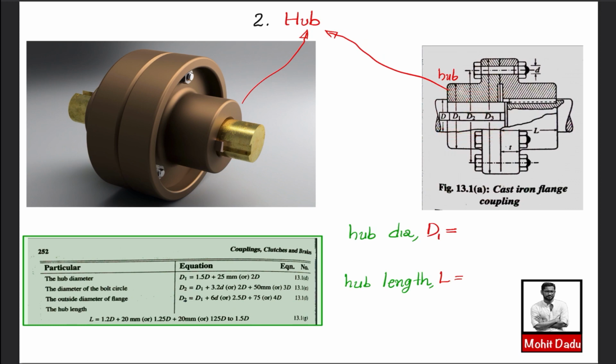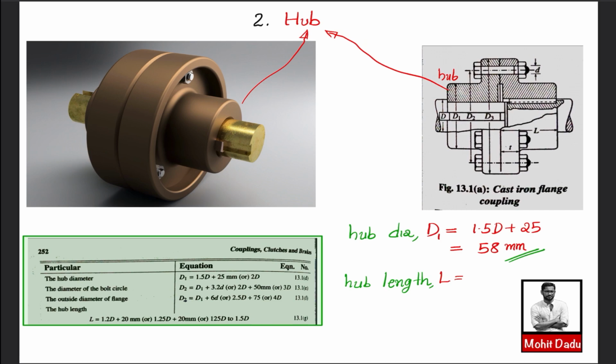So here for finding these two parameters we have the equations in the data book. The hub diameter you can see here in equation 13.1t in the form of D1, and this is an empirical relation in terms of the shaft diameter capital D. And also the hub length you can see here, L is given by this expression. So we will be making use of this expression. So first we will be finding the hub diameter. It is equal to 1.5 times D plus 25 mm. Here we have to substitute this D in mm. Then you will get the value as 58 mm for the hub diameter. So hub diameter is 58 mm. Next we will be finding the hub length.